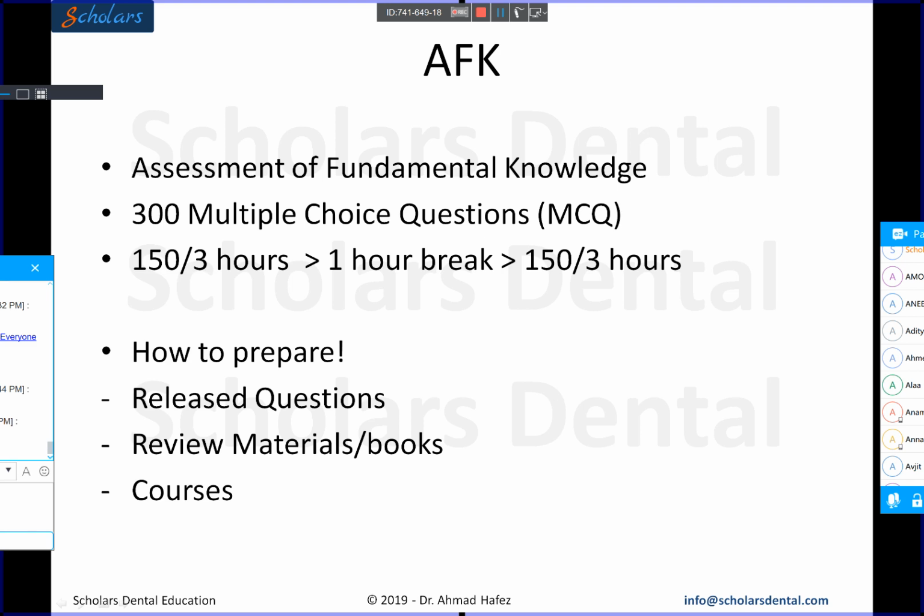So what is this exam? It's a multiple choice exam, and it's basically 300 questions. You have to solve 150 questions within 3 hours, and we give strategies on how to do that. Then you get an hour break, and then you have to solve another 150 questions for another 3 hours. So it's pretty much a 6-hour exam, right? And if you include the hour break, then it's 7 hours.